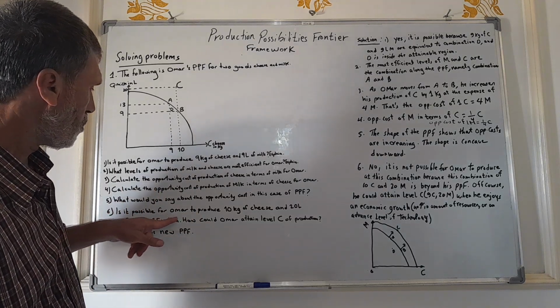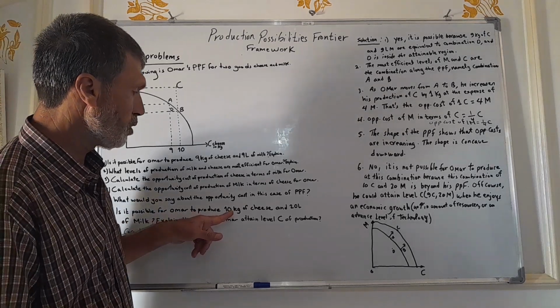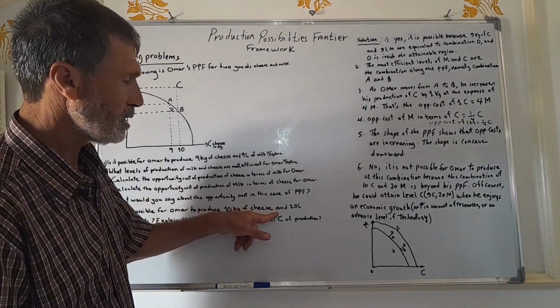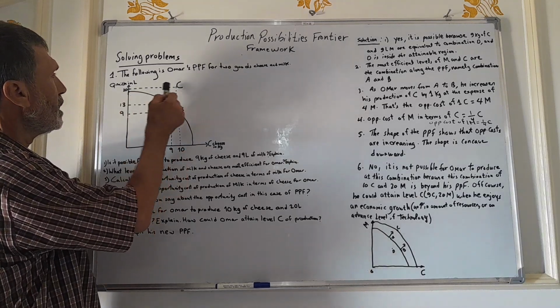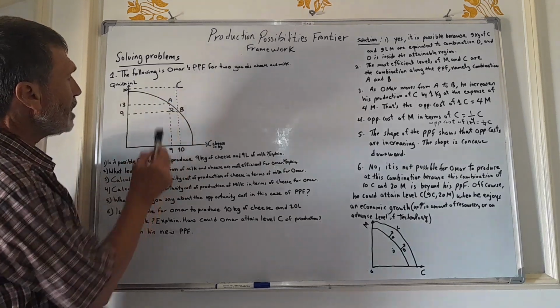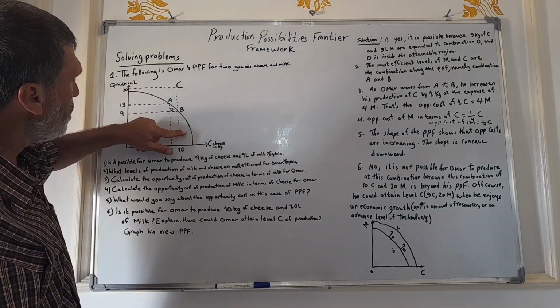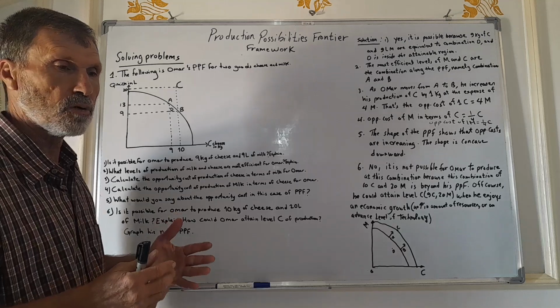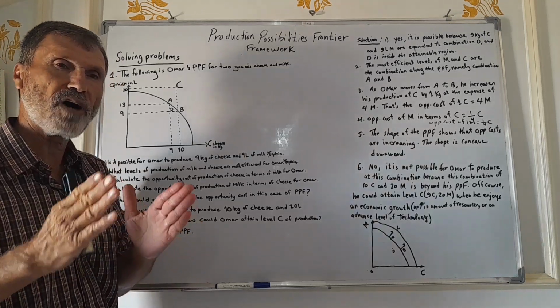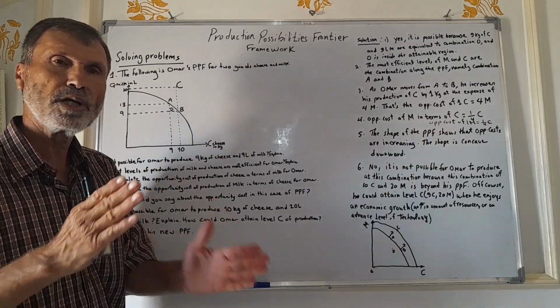Is it possible for Omar to produce 10 kilograms of cheese and 20 liters of milk? This is 10 kilograms of cheese, and this is 20 liters of milk. C. As you can see, C is beyond the PBF. So it's not possible. Because, remember, we divided the PBF into 2 regions.